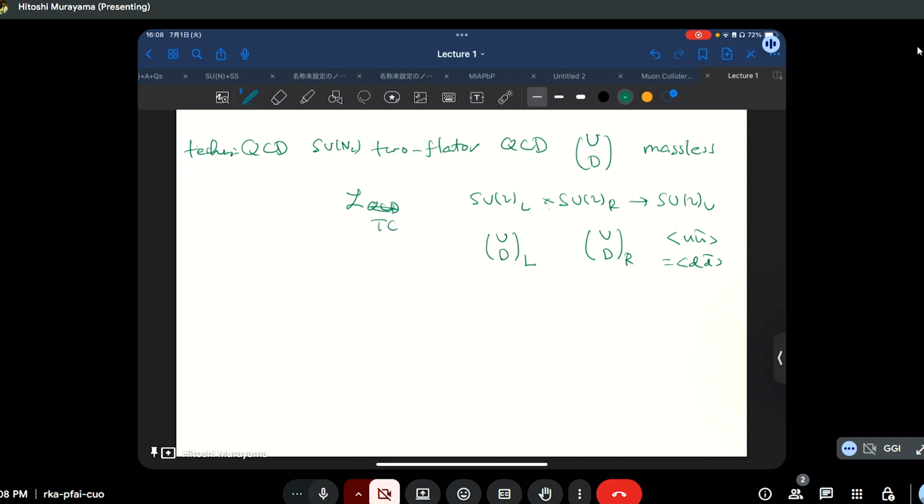And that is a beautiful idea, because that would dynamically explain why SU2 cross SU2 symmetry has to be broken to SU2 vector, rather than just setting up a potential like this one, which really looks like a toy model to many of us.